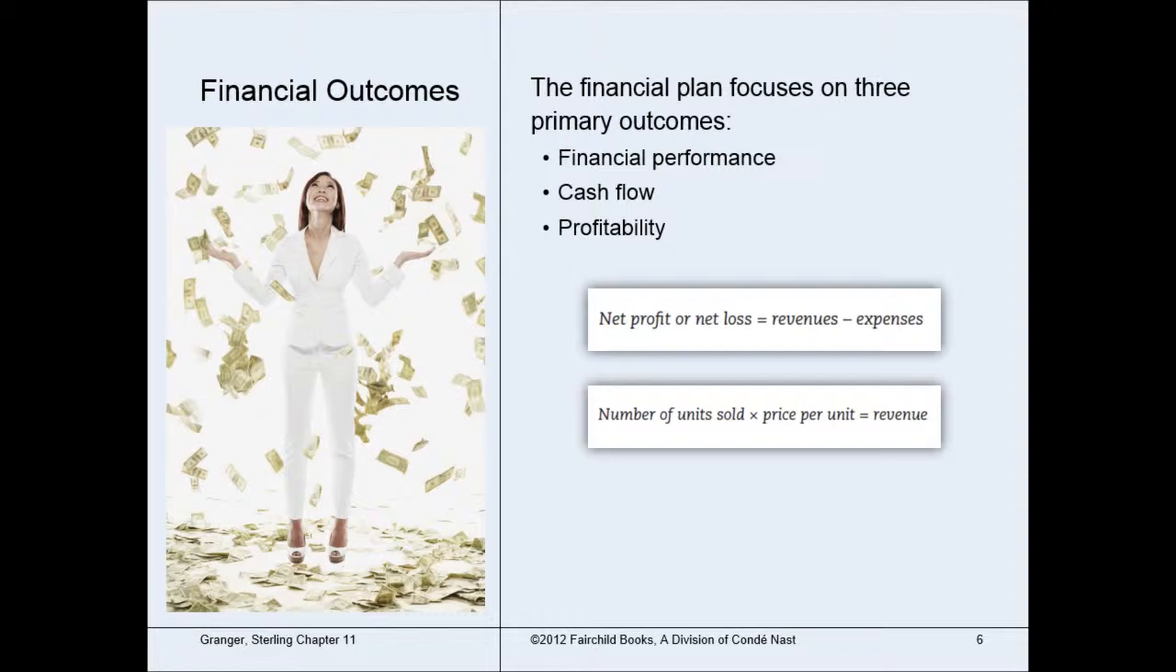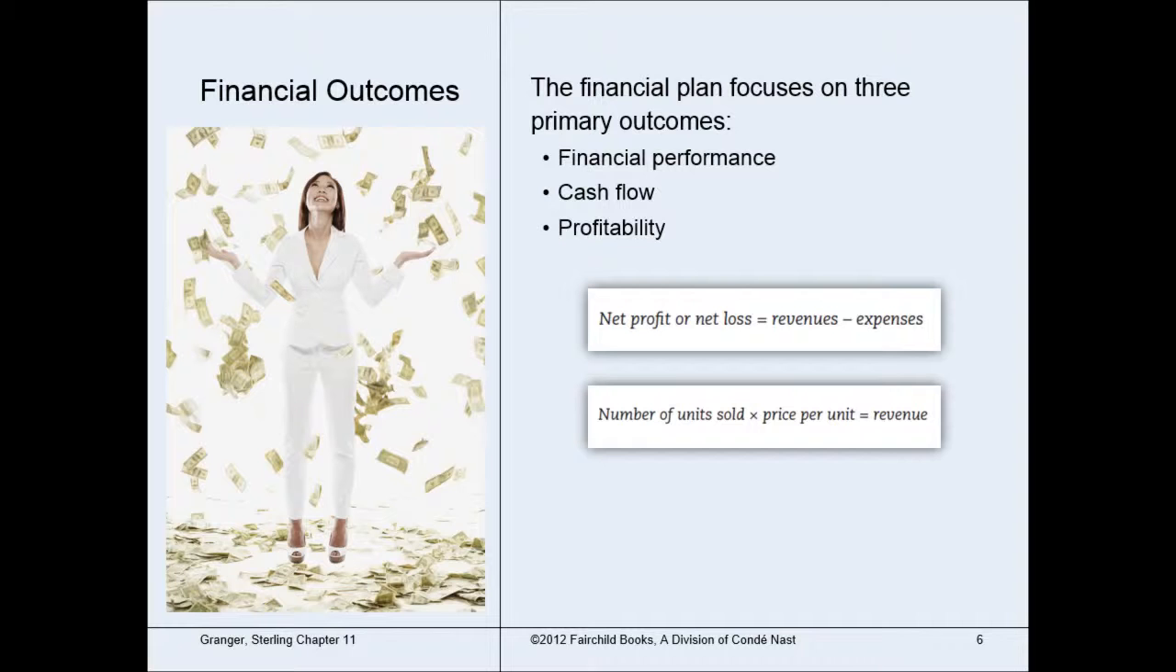So looking at financial outcomes, the financial plan will focus on 3 primary outcomes. It looks at financial performance, cash flow, and profitability. And financial performance looks at how well the company is doing compared to the industry, while cash flow looks at what the cash needs are and whether there are sufficient sources to meet these needs. And this is the ability to pay obligations as they become due.